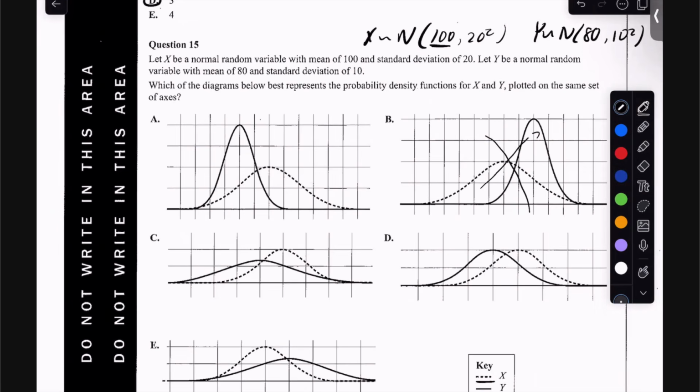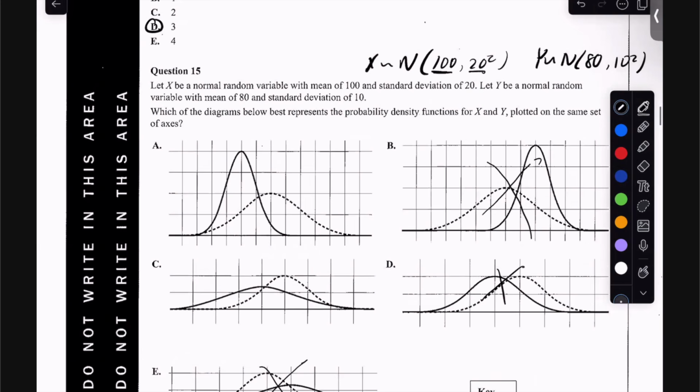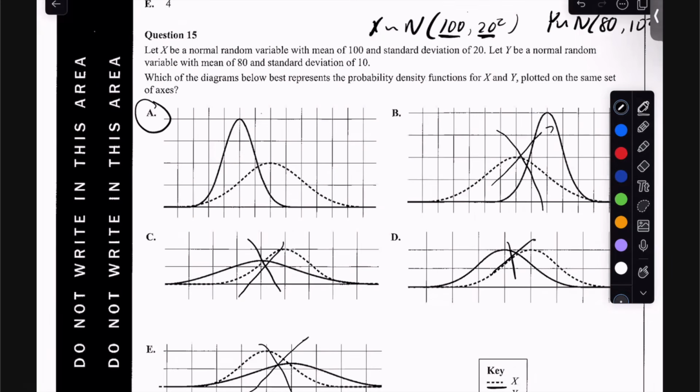So this one's out of the question, and so is this one. Also, this one is out of the question because they have the same height, and if they have different standard deviations, then they can't have the same height. Now, because the standard deviation is bigger, that means it should be more spread out. So there is a bigger standard deviation, so things deviate more from the mean. So that means C can't be correct, and that means A is the answer.